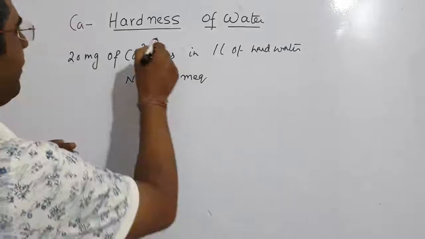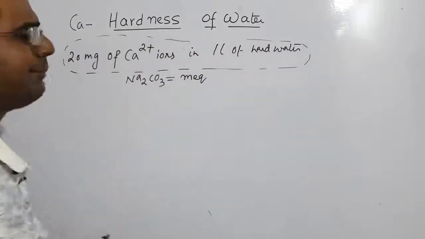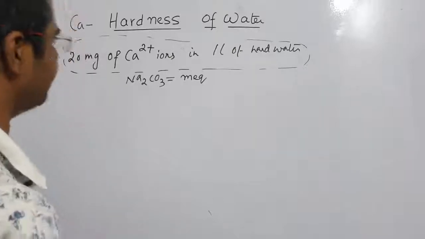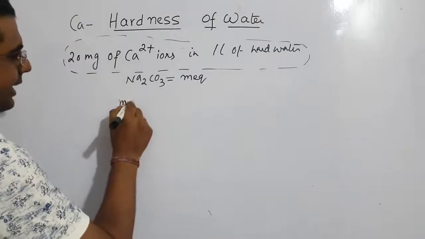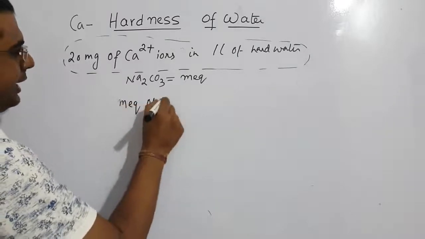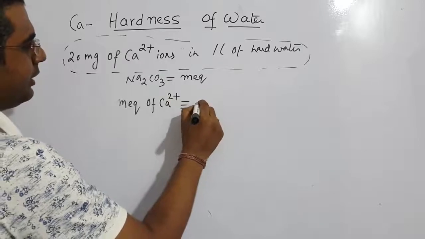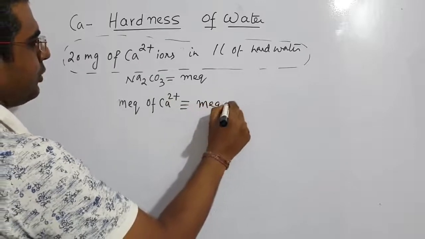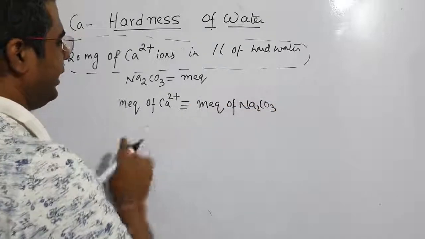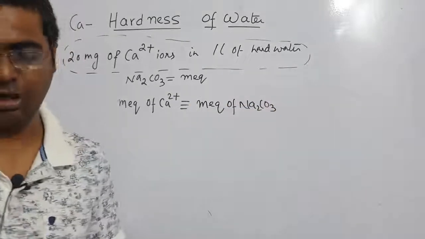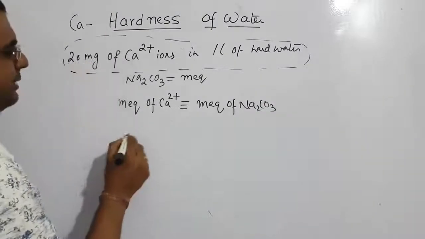So whatever equivalence of Ca2+ ions there is will be the same as the milli equivalence of Na2CO3. So first of all you need to write that mEq of Ca2+ will be equal to mEq of Na2CO3, okay? So you need to find out the milli equivalence of Ca2+. So this is 20 mg, right?